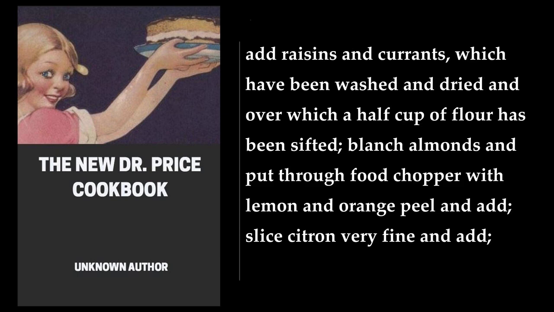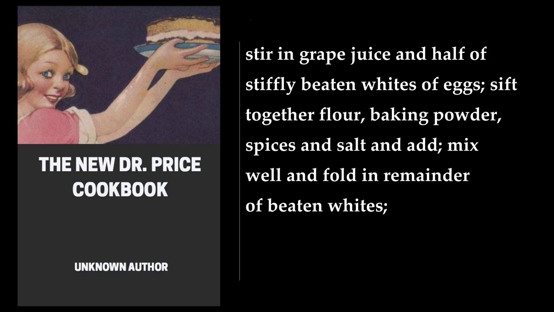Add raisins and currants which have been washed and dried and over which a half cup of flour has been sifted. Blanch almonds and put through food chopper with lemon and orange peel and add. Slice citron very fine and add. Stir in grape juice and half of stiffly beaten whites of eggs. Sift together flour, baking powder, spices and salt and add, mix well and fold in remainder of beaten whites.